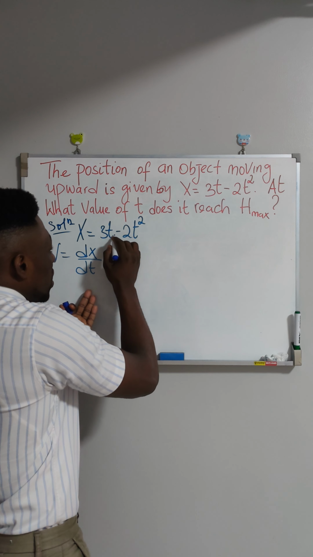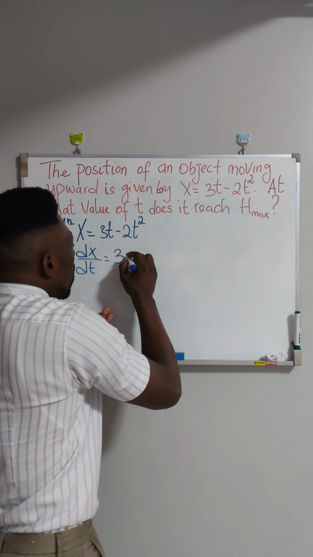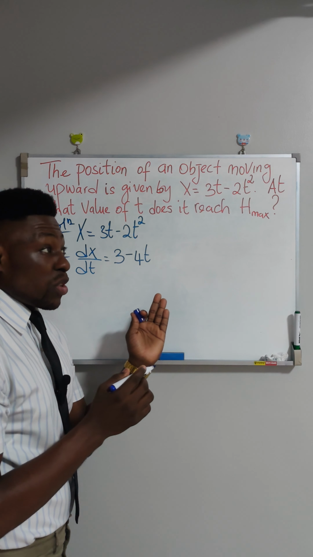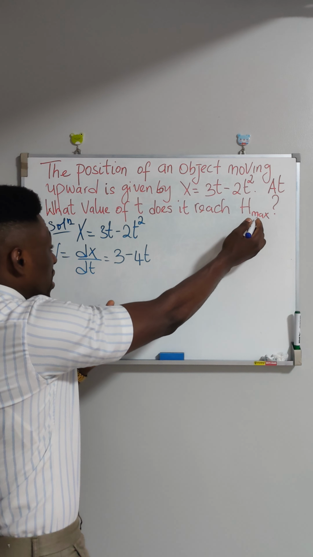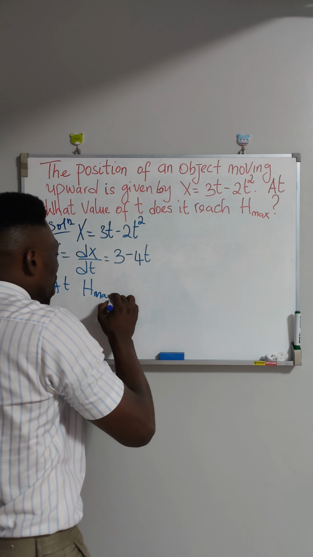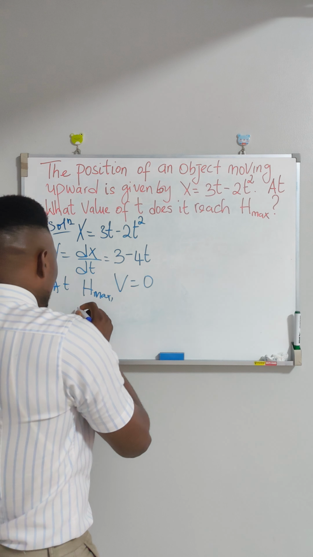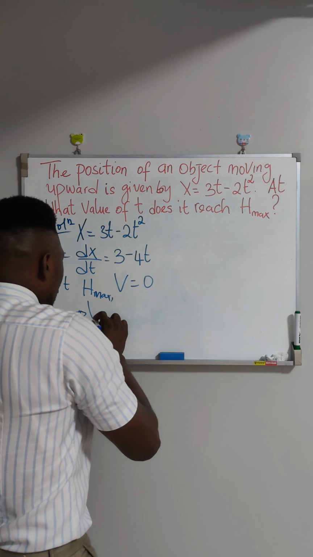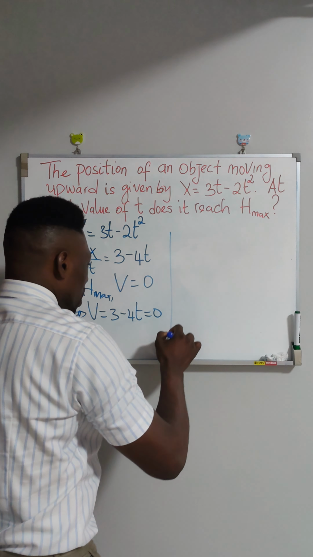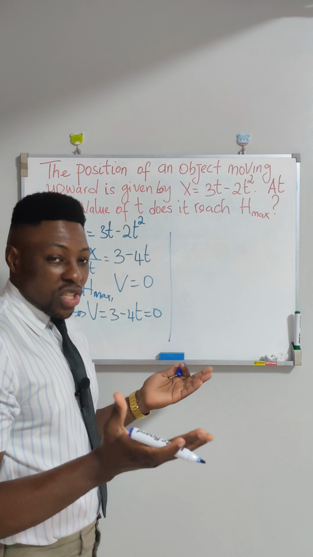If you differentiate this 3t, we will have just 3, and now if you differentiate 2t squared, we will have 4t. Having had the velocity vector, let's proceed by applying this knowledge that at h max, v is supposed to be equal to 0. Alright, so this means v, which is equal to 3 minus 4t, should be equal to 0. Let's find the value of t for which this v is 0, and then the question is solved.